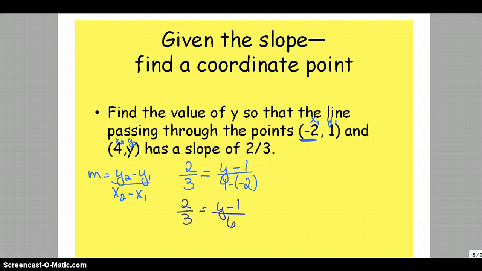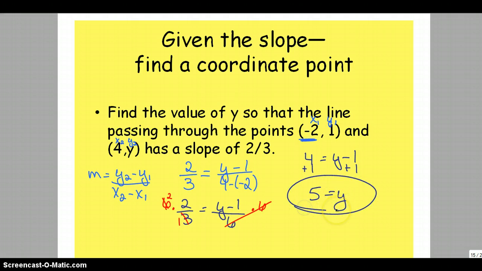Well, I need to get rid of that denominator so I can start isolating my variable. So I'm going to multiply both sides by 6. Okay, this is going to simplify. 3 goes into 3 one time, 3 goes into 6 twice. 2 times 2 gives me 4 is equal to y minus 1. I'm going to add 1 to both sides. So I get 5 is equal to y.